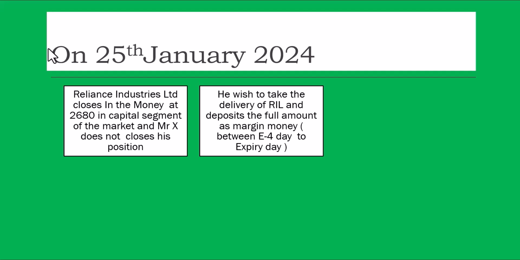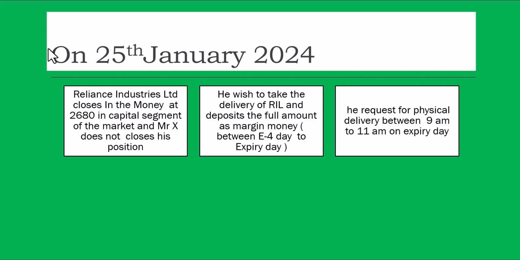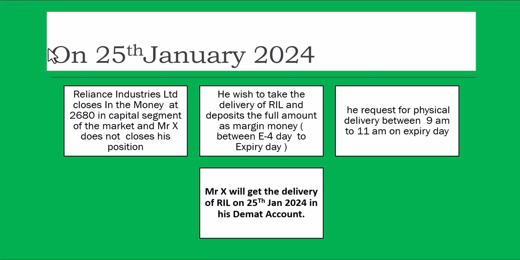So he says that I'm going to take the delivery. He has bought it, so he has to take the delivery. He wishes to take the delivery of Reliance. He requests physical delivery between 9 a.m. to 11 a.m. on the expiry. That's the time when he has to request to the stock exchange. Between this time, 9 a.m. to 11 a.m. in the morning on the expiry day, he has to inform the stock exchange that I'm going to take the delivery and I have already deposited the money. And he has to make sure that all the 100% money is deposited. Mr. X will get the delivery of Reliance on 25th January in his demat account. He has paid all the amount, and he has requested physical delivery.